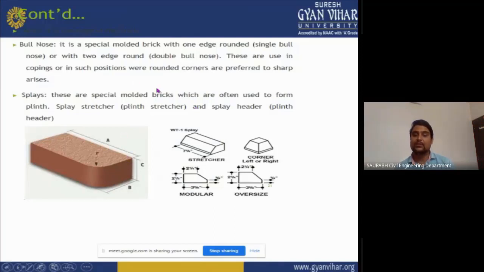These are used in chopping or such positions where rounded corners are preferred to sharp ones. These are the special molded bricks which are often used from the plane, splay stretcher and splay header. You can see the image of splay also.